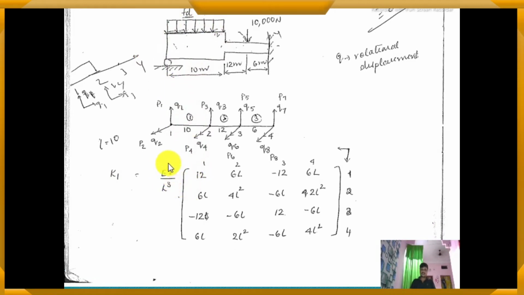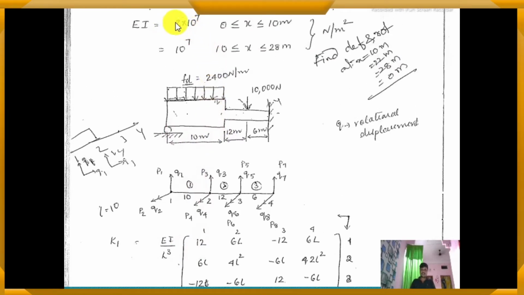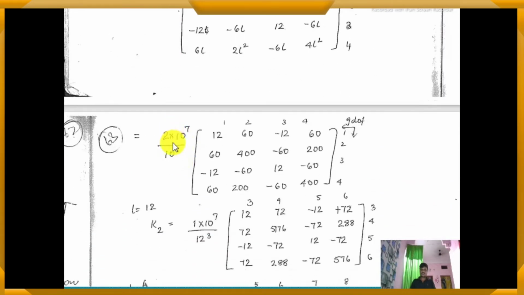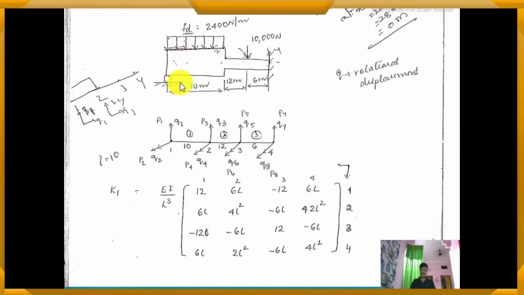So what is the value of EI? When the length is from 0 to 10, you have to take 2 into 10 power of 7 for element 1. So 2 into 10 power of 7, which is already taken, by length. What is the length of element 1? It is 10 meter.